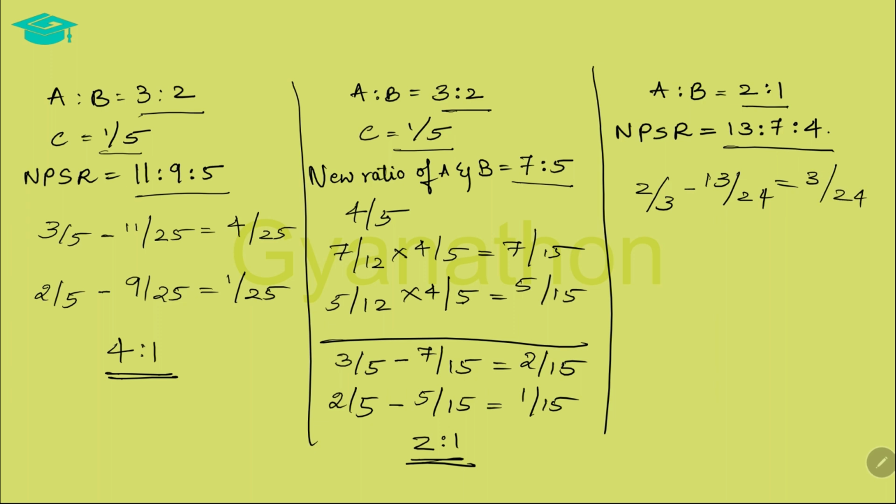We take B's old share of 1 by 3 and deduct the new share of 7 by 24. And we get 1 by 24. So the sacrifice ratio of A and B is 3:1.